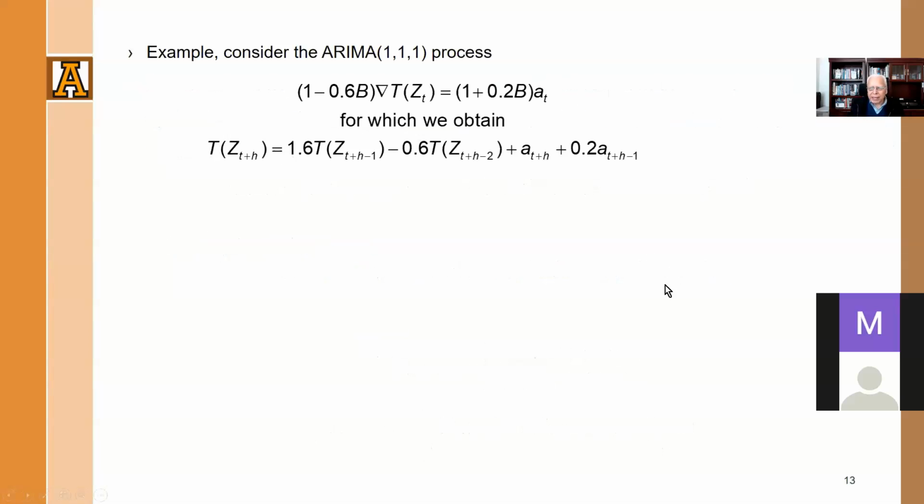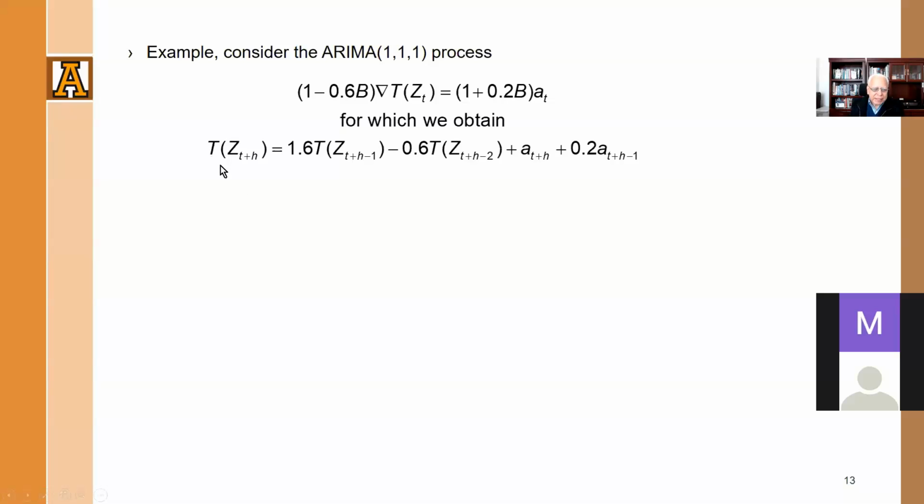Let's look at an example. Let's take this process. It's an ARIMA(1,1,1) process. So we have one autoregressive term, that's 0.6 times B, one difference only, and that with the transformed series T of Zt. Okay, so we're working with that transformed series. We probably took a log or applied some Box-Cox transformation to make the variance constant, and we have an MA(1), a first order moving average polynomial, and that's it.